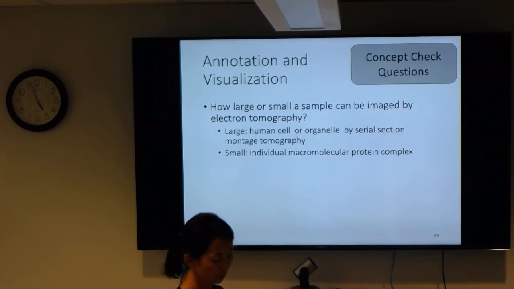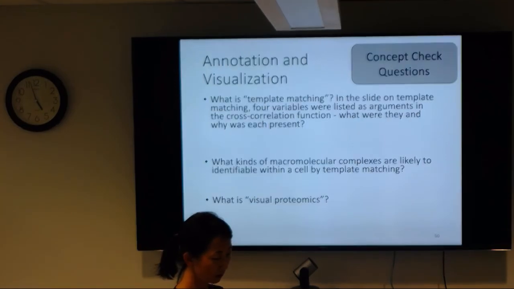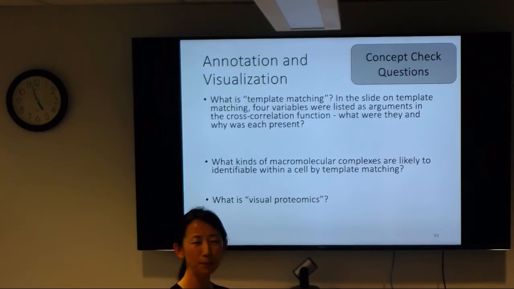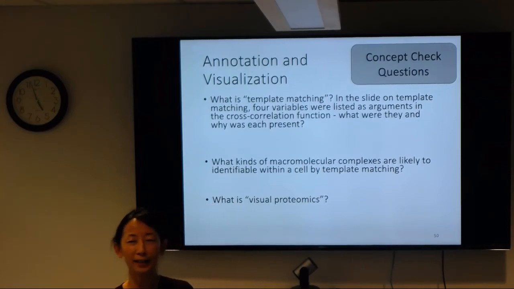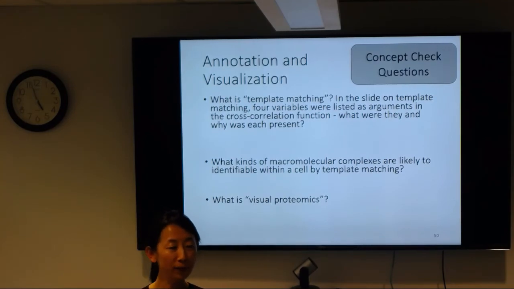This is a boring slide. And then annotation, template matching. So this is something I said I prefer to spend my time on. Once you have your tomogram, what do you want to do? First of all, you want to find your target from a tomogram. How can you find it? How do you find your target from a tomogram?